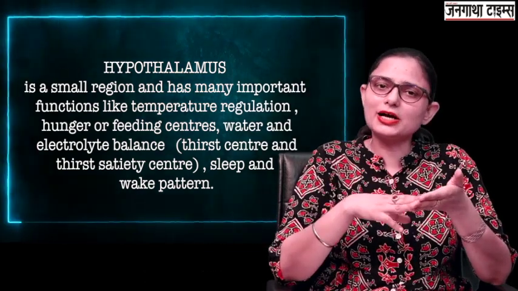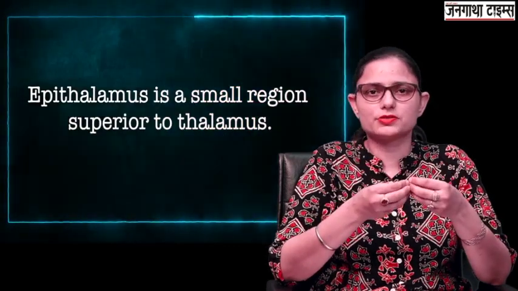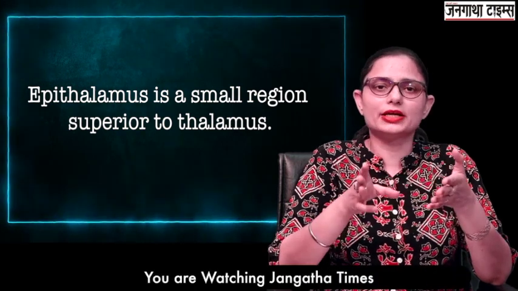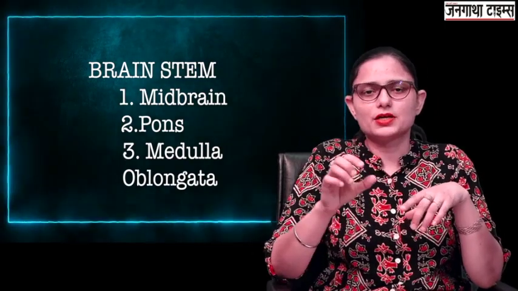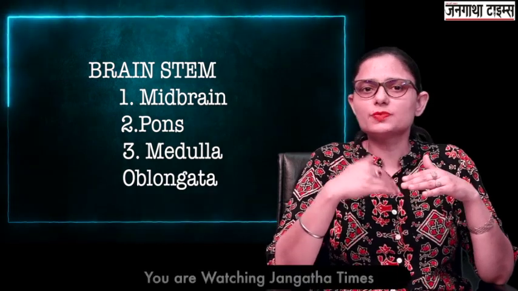Then the third part of the diencephalon is the epithalamus, which is a very small part. The third part of the brain is the brainstem. It is the stalk of the brain. It's like a stem. And it is composed of midbrain, pons and medulla oblongata.